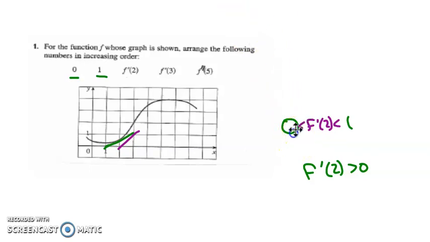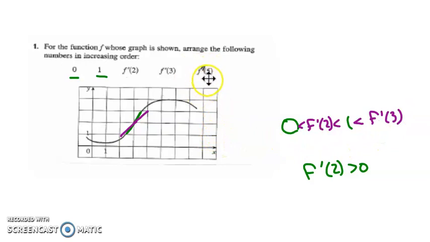So the next one is f prime of 3. Let's take a look at f prime of 3. I'll try to sketch a tangent line. So I'm at 1, 2, 3, and there is my tangent line. So the question is, do you think that is greater than or less than 1? Well, if it were 1, it would look like this. So I would say the slope of our tangent line is now greater than 1. So I'm coming over here and I'm saying that f prime of 3 is greater than 1.